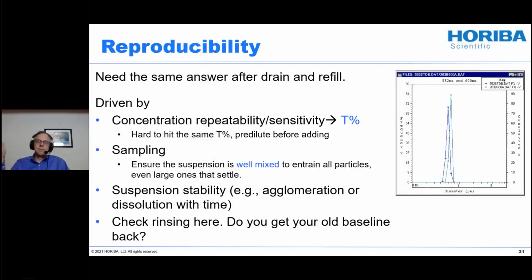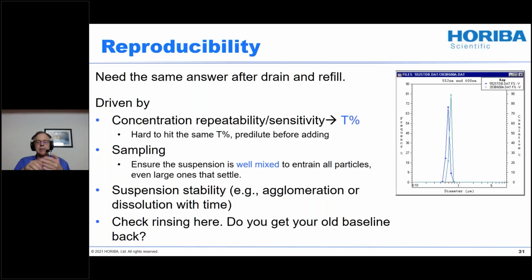Okay, now we think we've gotten everything roughed out in terms of pumping, concentration, pumping duration, and ultrasound. Now I'd like to drain the system out, refill it, and get the same answer. So that's reproducibility. If I refill the system and add sample, what could cause things to vary that I haven't covered yet? Well, if it's very sensitive to T% or concentration, then that could give me a repeatability issue.